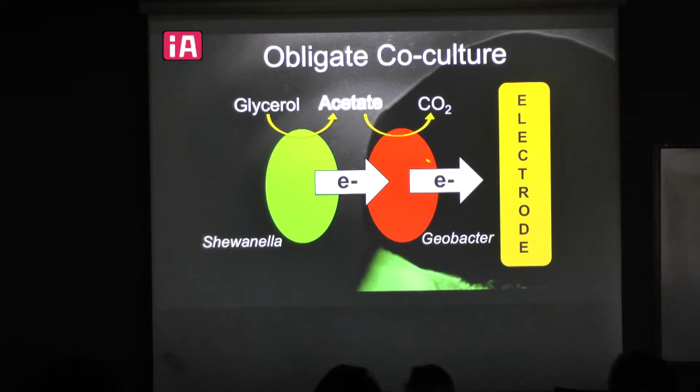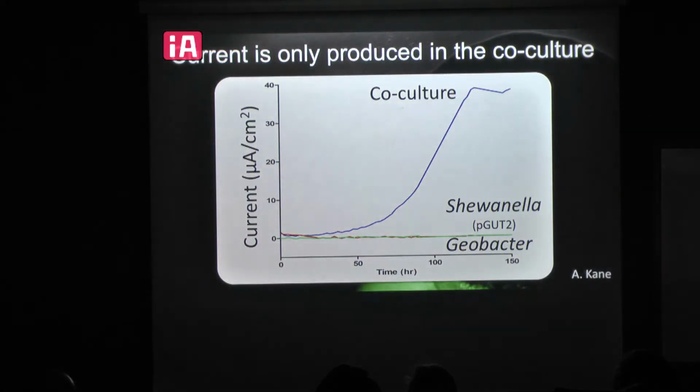The idea in this system is Geobacter knows how to respire this electrode, but not eat the glycerol. Shewanella doesn't know how to respire the electrode, but it knows how to eat that glycerol. But for every glycerol it converts to acetate, a bunch of electrons have to somehow go to that electrode because it's the only electron acceptor in the system. So let me show you that this does work.